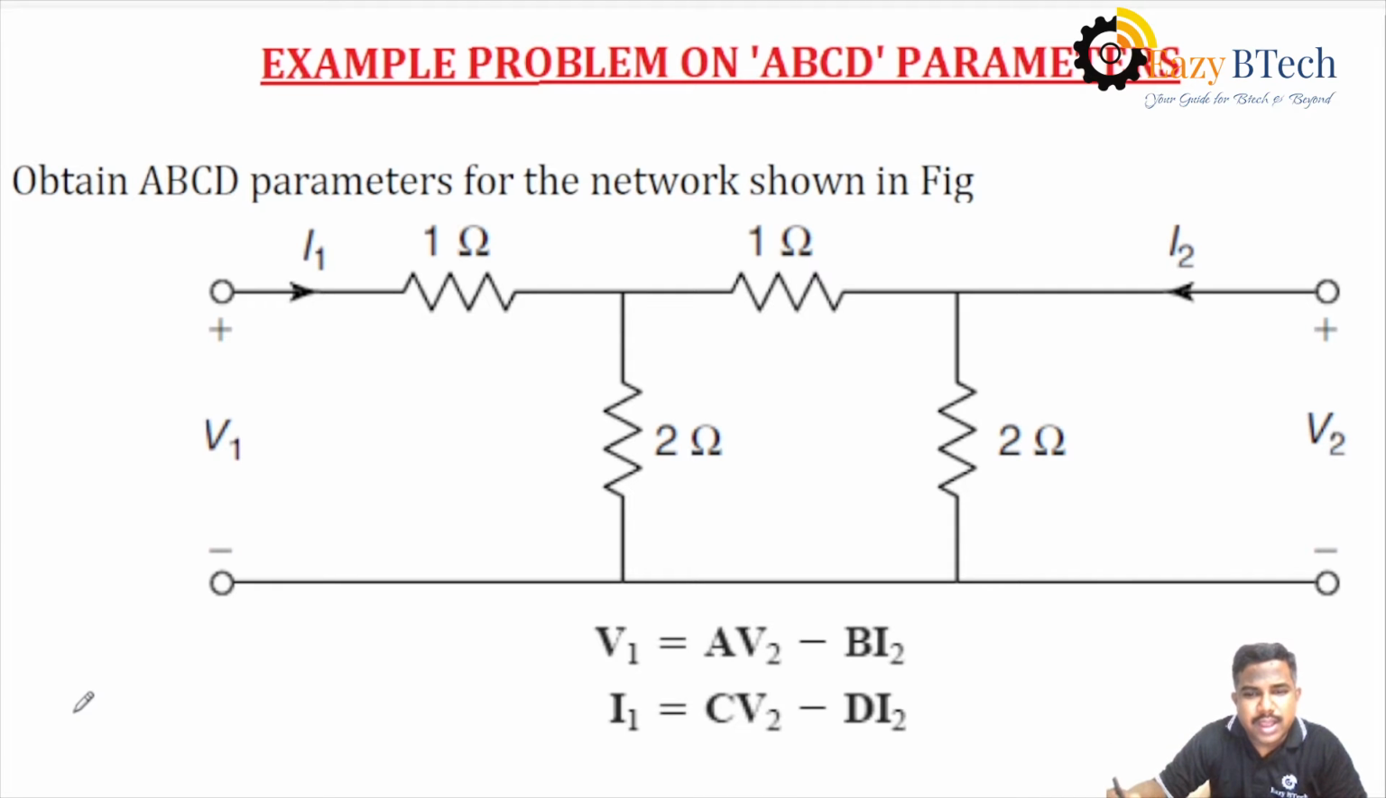In this video, I am discussing how to calculate ABCD parameters and H parameters for the given example problem. For example, I am taking one simple electrical circuit. In the circuit, V1 and V2 values are not given, but the elements are given, and I1 and I2 are passing with respect to the V1 and V2 sources. Then you have to find the ABCD parameters for this given circuit.